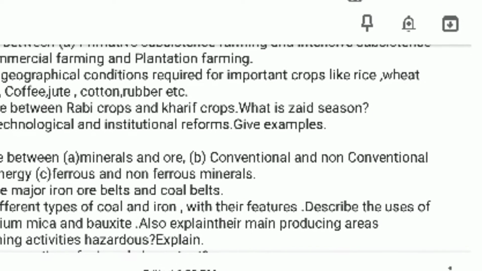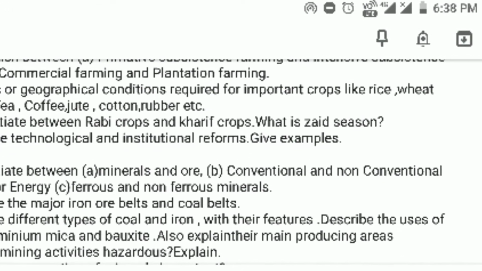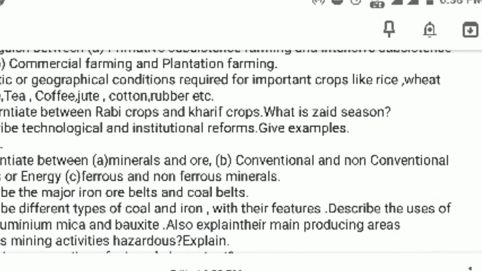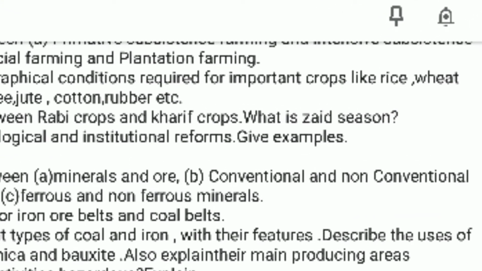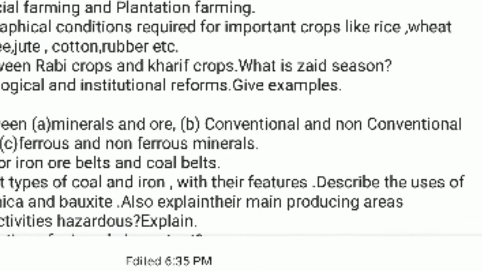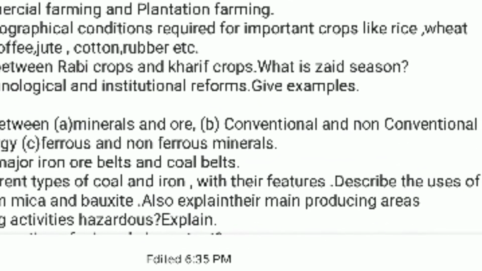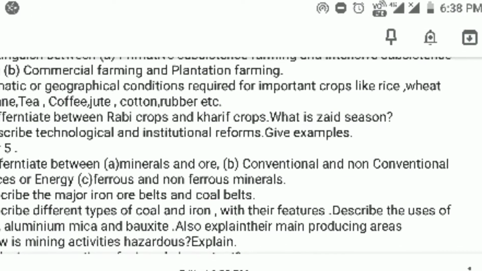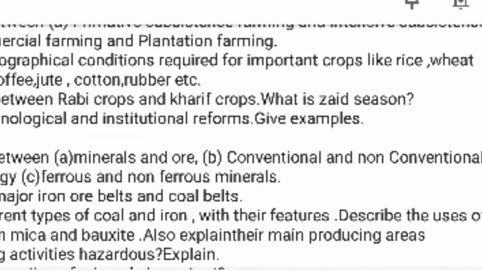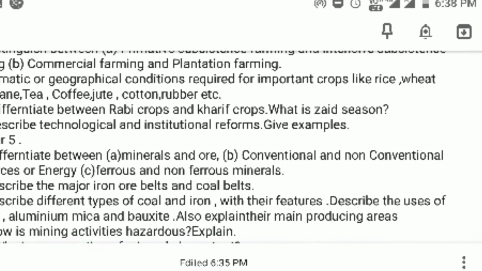Then chapter 4, the agriculture chapter. There are three main parts. One is types of farming, another is climatic or geographical conditions, and the third part is reforms, land reforms and farming reforms that have taken place in agriculture in India. Under types of farming, the difference between primitive subsistence farming and intensive subsistence farming may be asked, and features of commercial farming, what is plantation farming, what are its advantages. So you have to prepare types of farming.